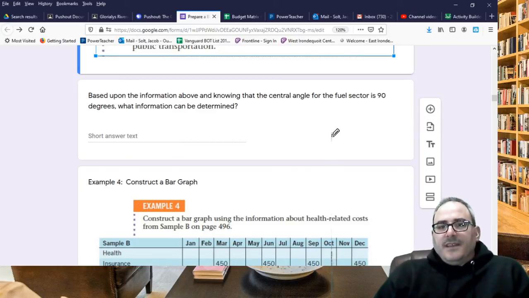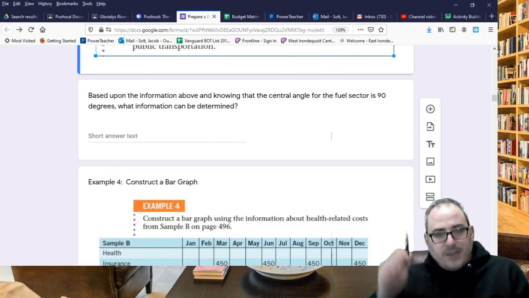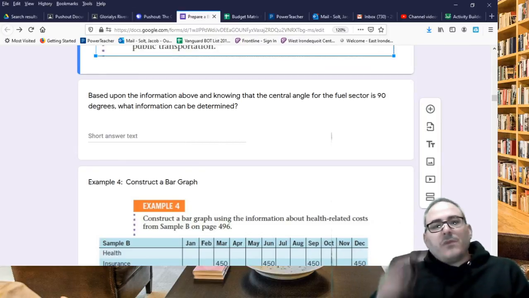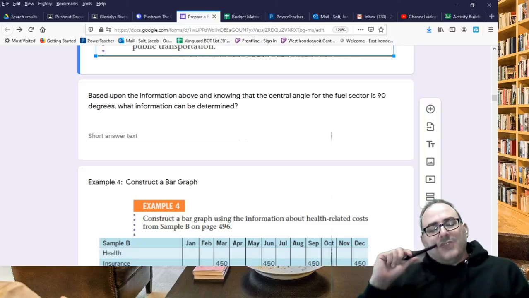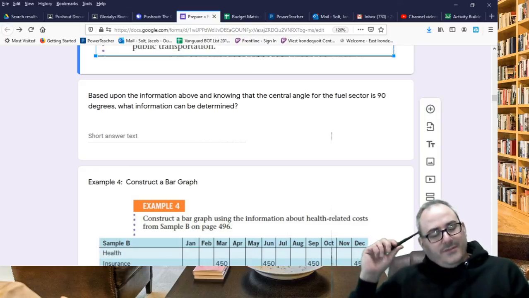And repairs. Repairs are 45 degrees. So what are we going to do? If you don't know, pause the video and think it out. Now that you've seen how fuel is done, can you do repairs and parking on your own? Try it on your own. Pause the video.